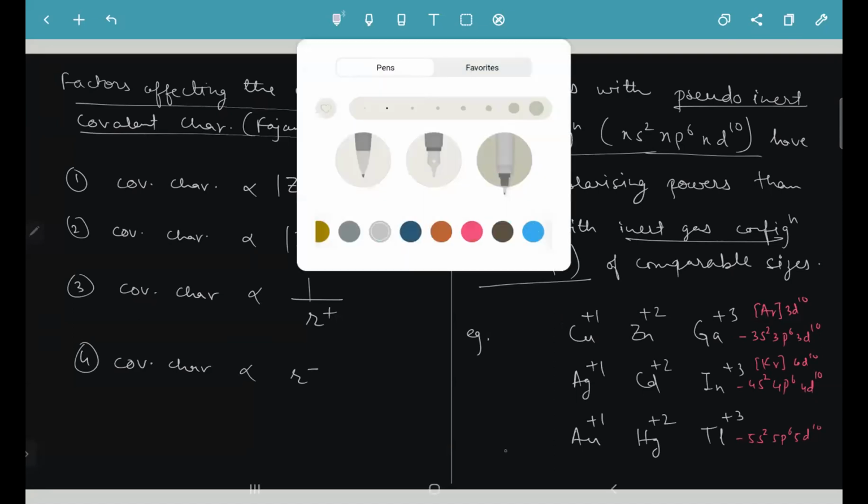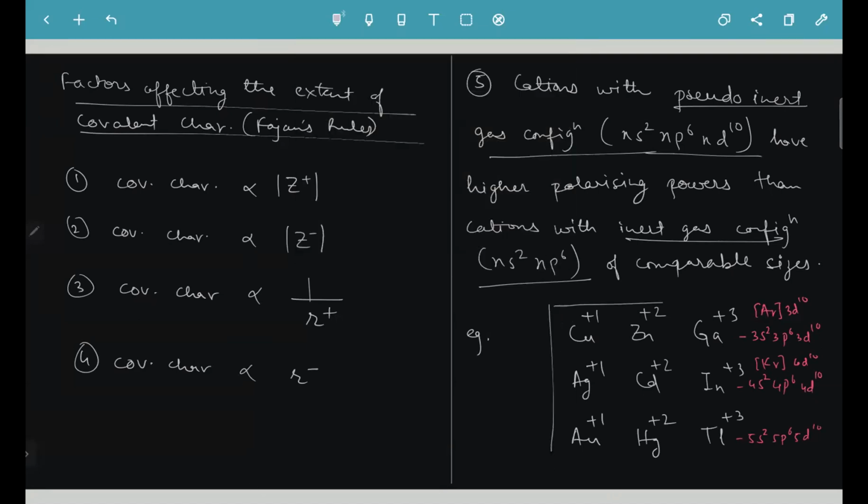Okay. These are the cations with pseudo noble gas configuration: copper +1, silver +1, gold +1, zinc +2, cadmium +2, mercury +2, gallium +3, indium +3, thallium +3. These cations generally have higher polarizing power than the cations with noble gas configuration. Cations with noble gas configuration such as Na+, Mg2+, Al3+. Okay? So this rule can be further generalized.